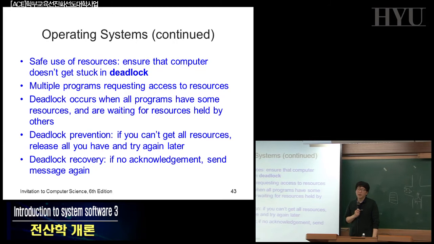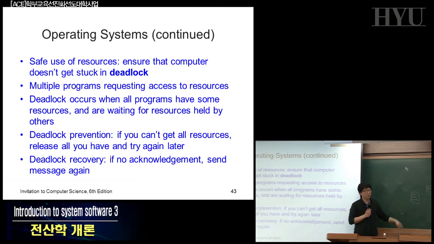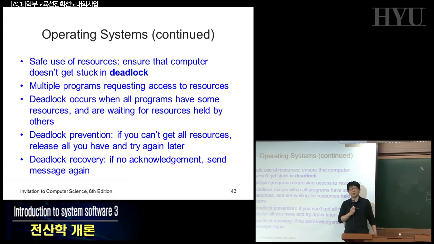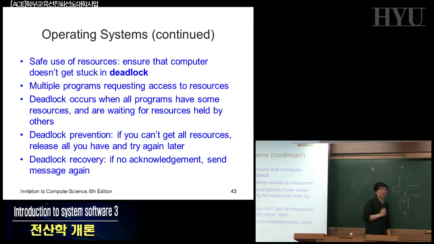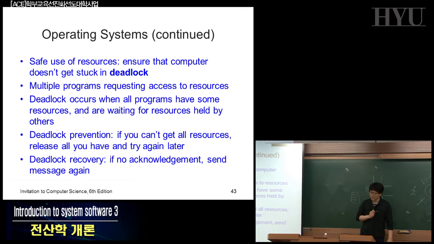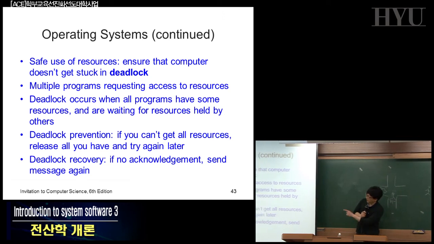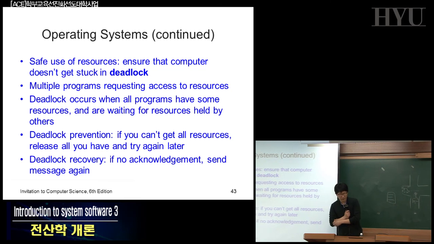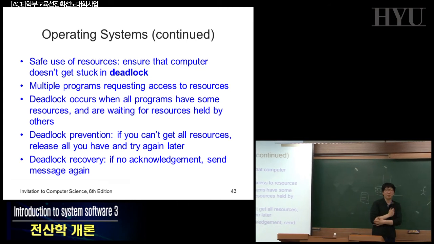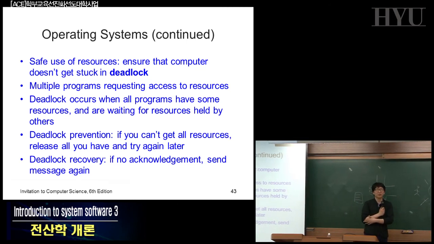Deadlock prevention. What can we do to avoid such situations? The operating system deals with multiple programs, so we'd like to minimize such cases of deadlock. Simple prevention idea: if you can't get access to all resources, release all you have and try again later. If not available, just wait and try again. Or there are also very dumb approaches to doing this.